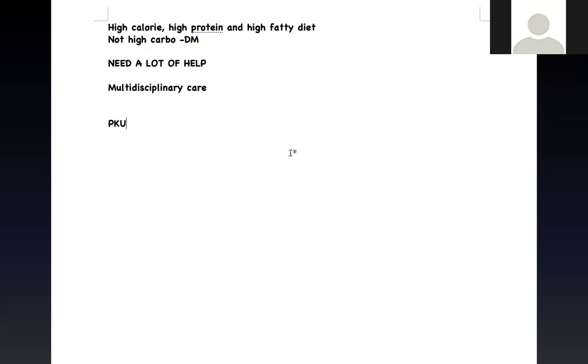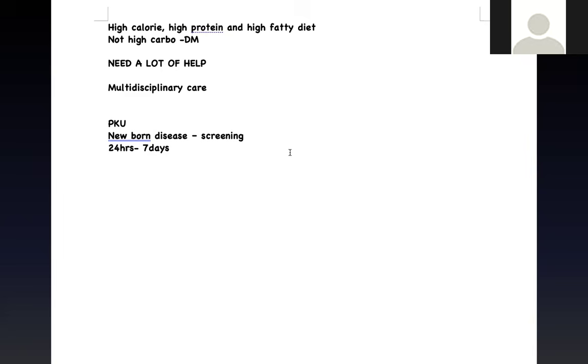PKU, phenylketonuria, right? PKU. This is one of the newborn diseases that we check. It's part of the newborn screening that we do. Usually we do it between 24 hours and 7 days. As soon as you're born, 24 hours later, we do it, within 7 days.